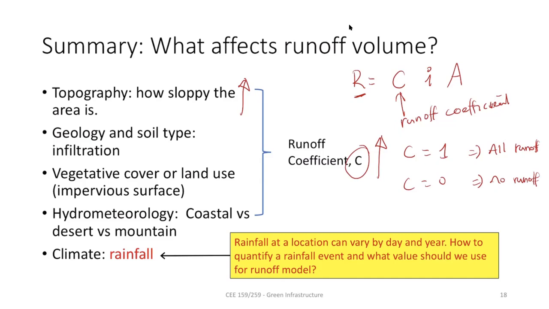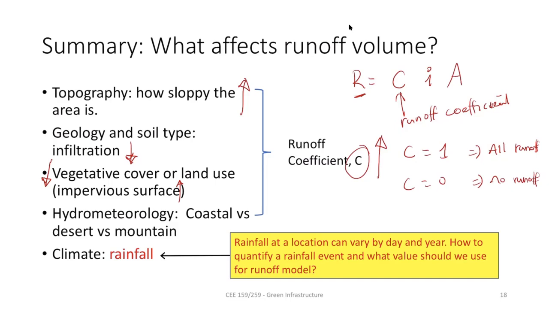So I'm going to write this: if infiltration decreases, runoff coefficient increases. Vegetation: if you have less vegetation, the runoff coefficient will be more, meaning more runoff is going to happen. If you have more impervious surface, more runoff. So if impervious surface increases, runoff coefficient increases. If the vegetation decreases, because of less abstraction, your runoff coefficient increases. And then hydrometeorology means desert versus mountain, all that stuff, what kind of climate area.